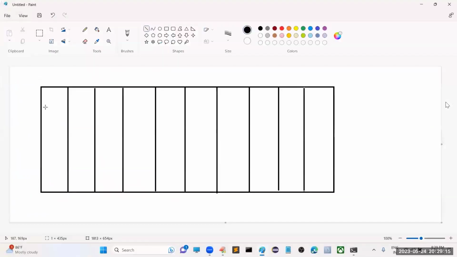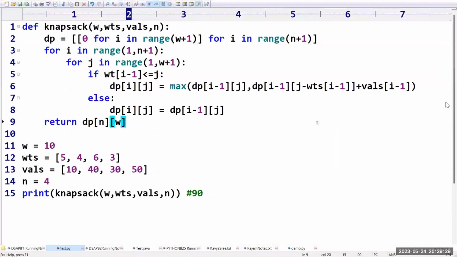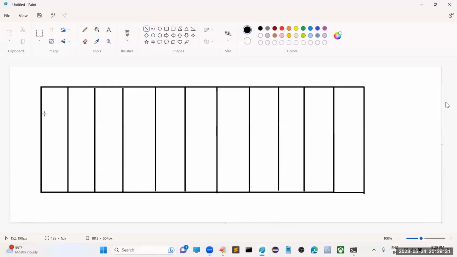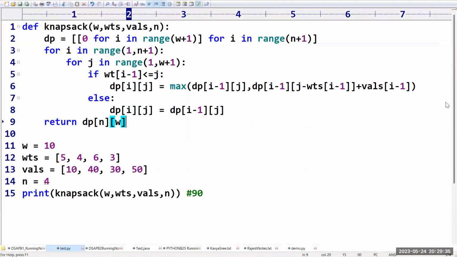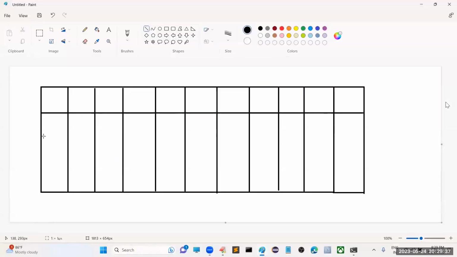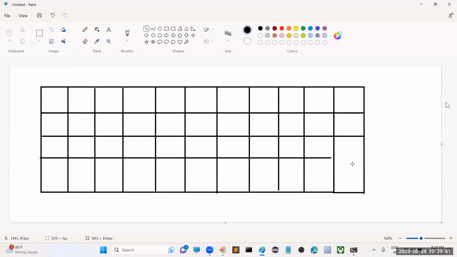Right. So let us see here 1, 2, 3, 4, 5, 6, 7, 8, 9, 10. And we need one more value here, like this we are taking. Okay, so let us store the values. How many rows do we have to take? The number of items is 4, so here we have to take 4 plus 1. Like that I am taking 5 rows.